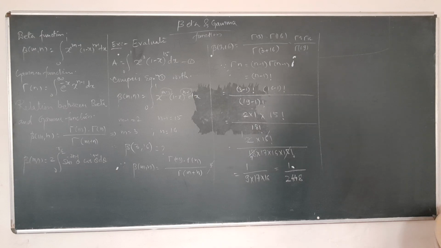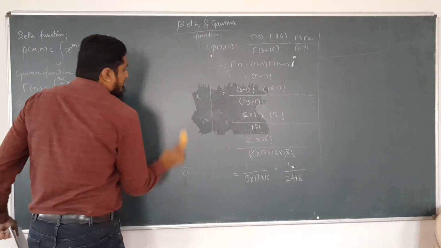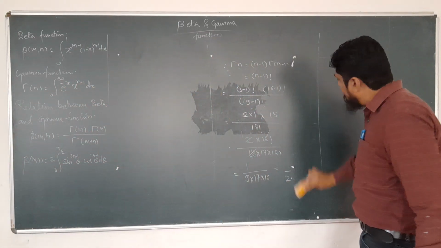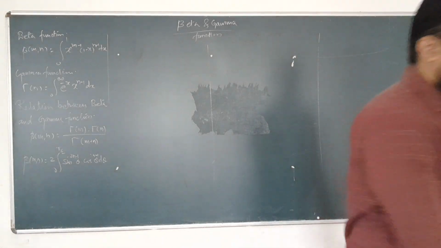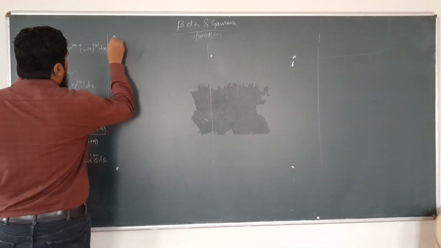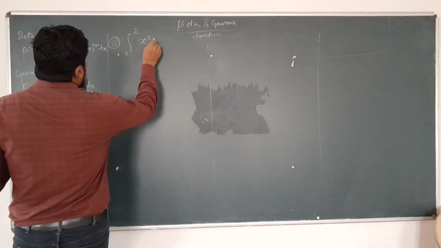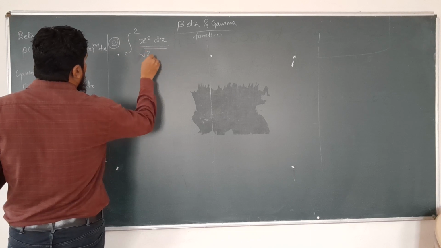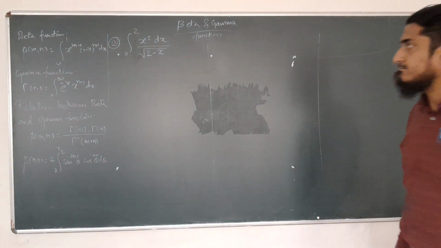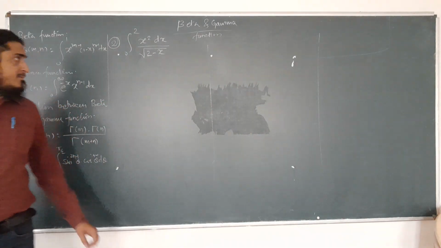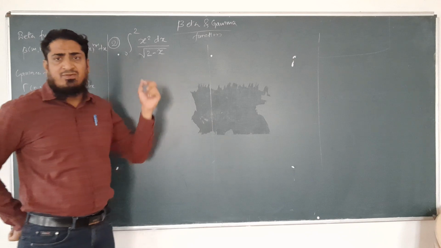And the example is as follows. Integration from 0 to 2, x square dx upon 2 minus x. Now evaluate this example with the help of the definition of the beta function.